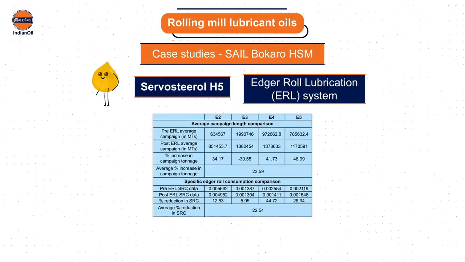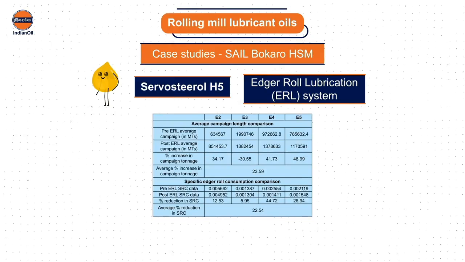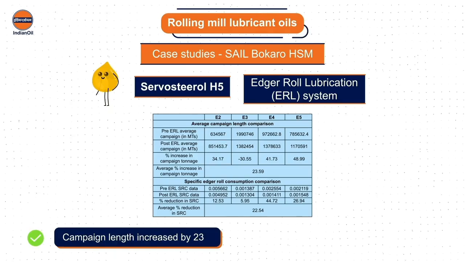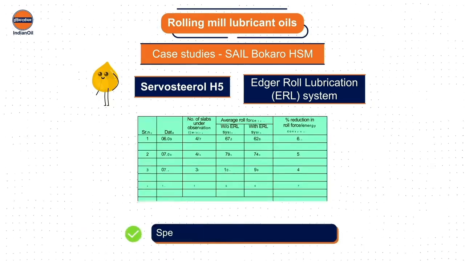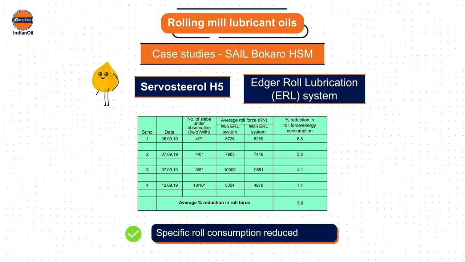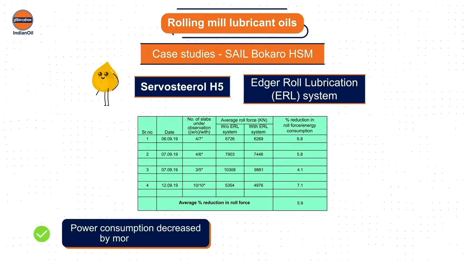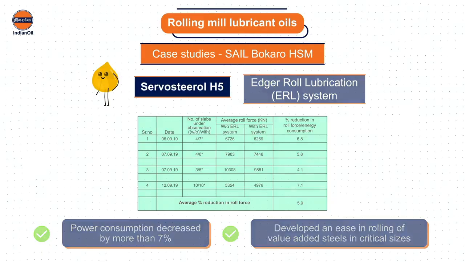On providing ERL using Servosterol H5, it was observed that the campaign length increased by 23%. Roll force decreased by more than 5%. Specific roll consumption reduced by 22%. Power consumption decreased by more than 7%. And it also developed an ease in rolling of value-added steels in critical sizes.